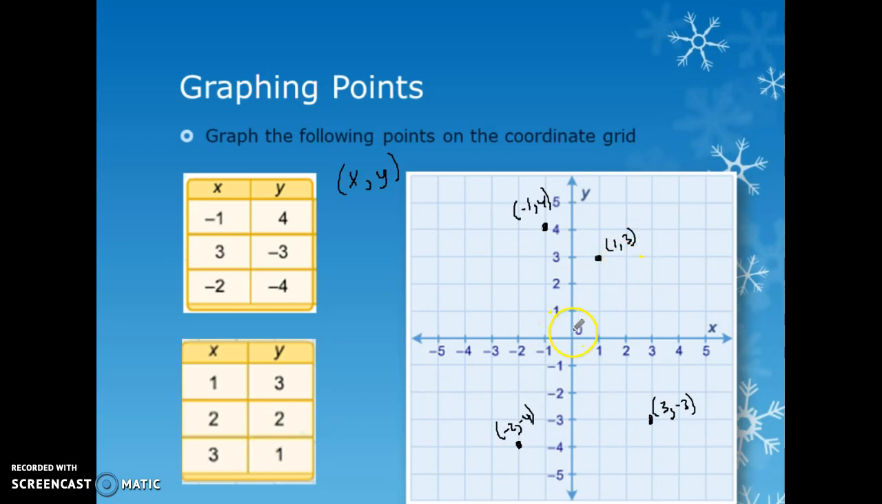and (2, 2). So to the right 2, it's positive, up 2, also positive. And last one, (3, 1). So to the right 3, up 1. Gets us that coordinate.